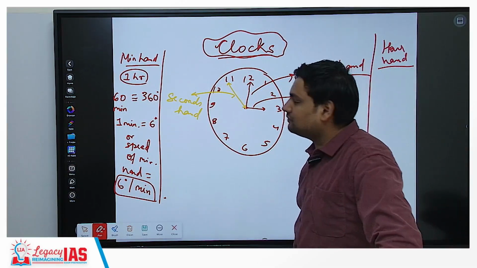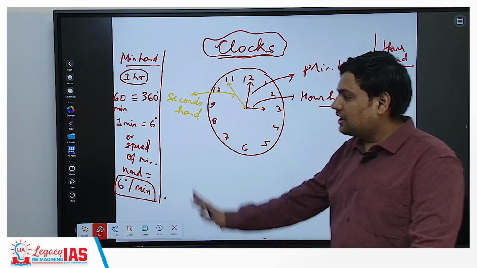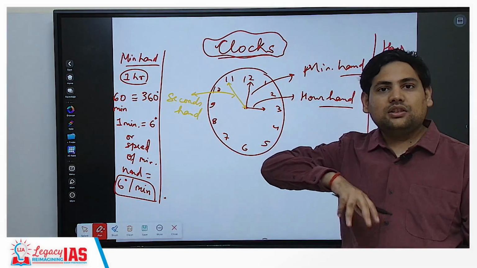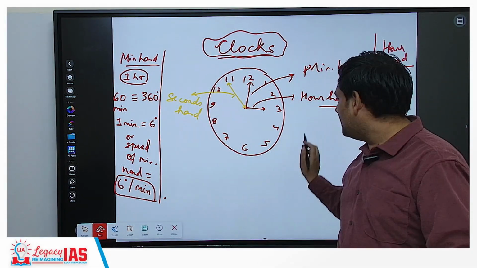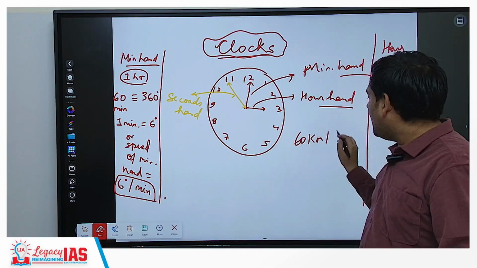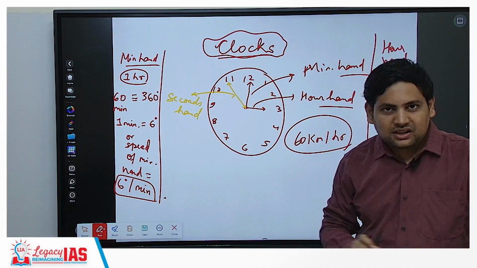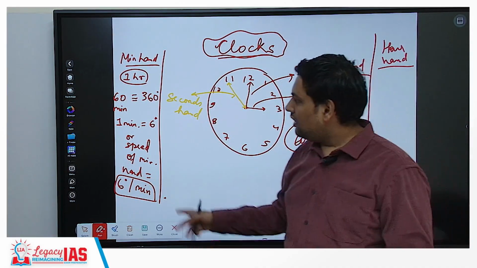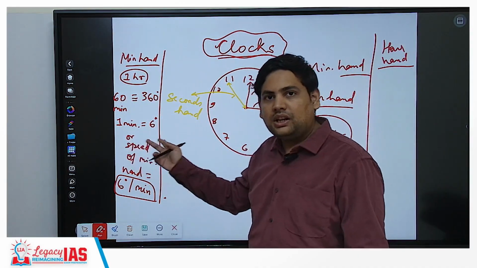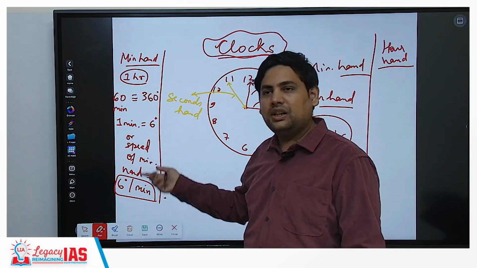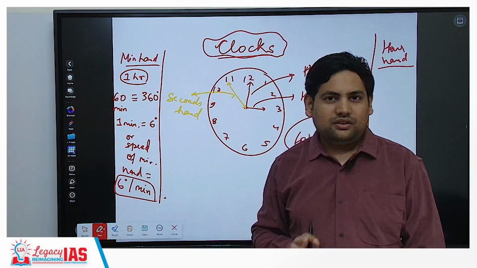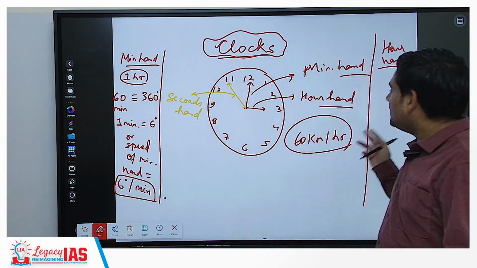Okay, so the minute hand is done. Now, speeds are usually thought of in this way only. Like if I say a car is going at 60 km per hour, that means in 1 hour it covers 60 km. So, here if I tell you that in 1 minute it is covering 6 degrees, that means the speed is 6 degrees per minute. That's it. Then, after this, the hour hand.